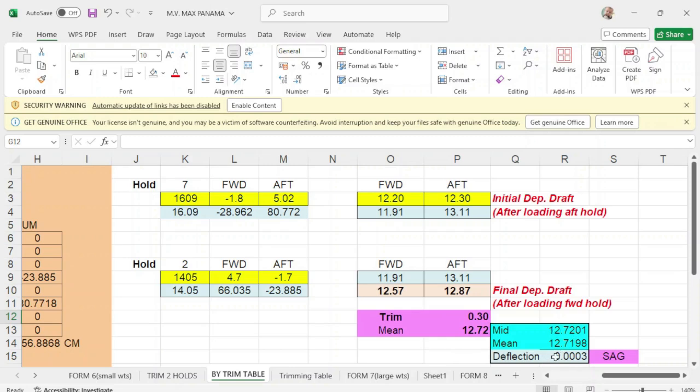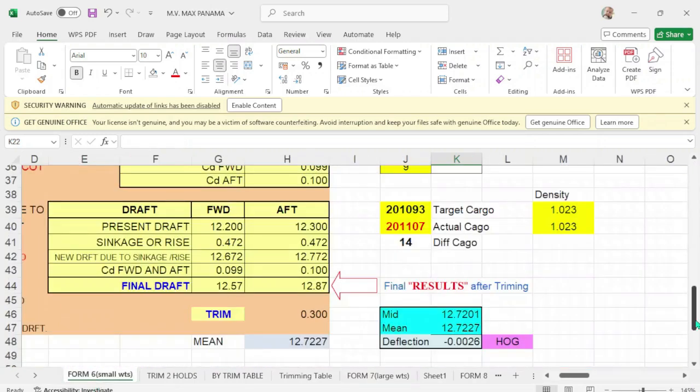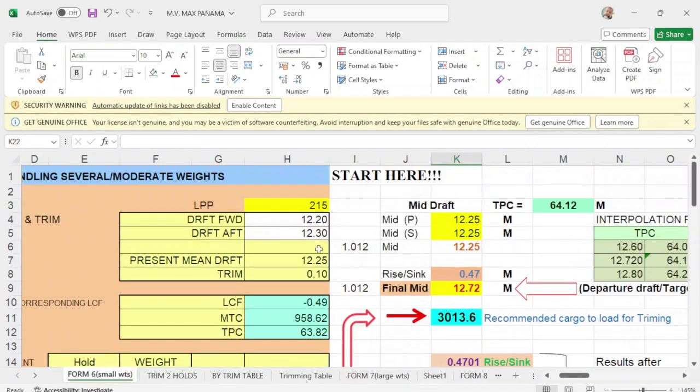Okay. Then we have to go now to the last program, which is how to find drop and trim when handling weights involving large changes in mean drop. Take note that at the start of loading, our density was 1.012. Okay, with this initial drop.